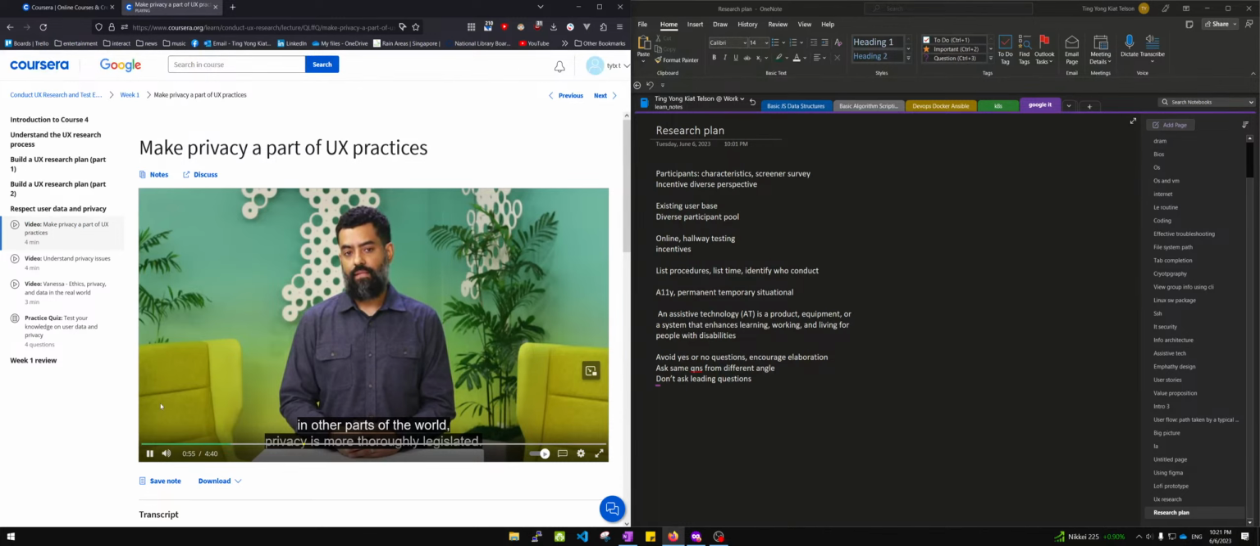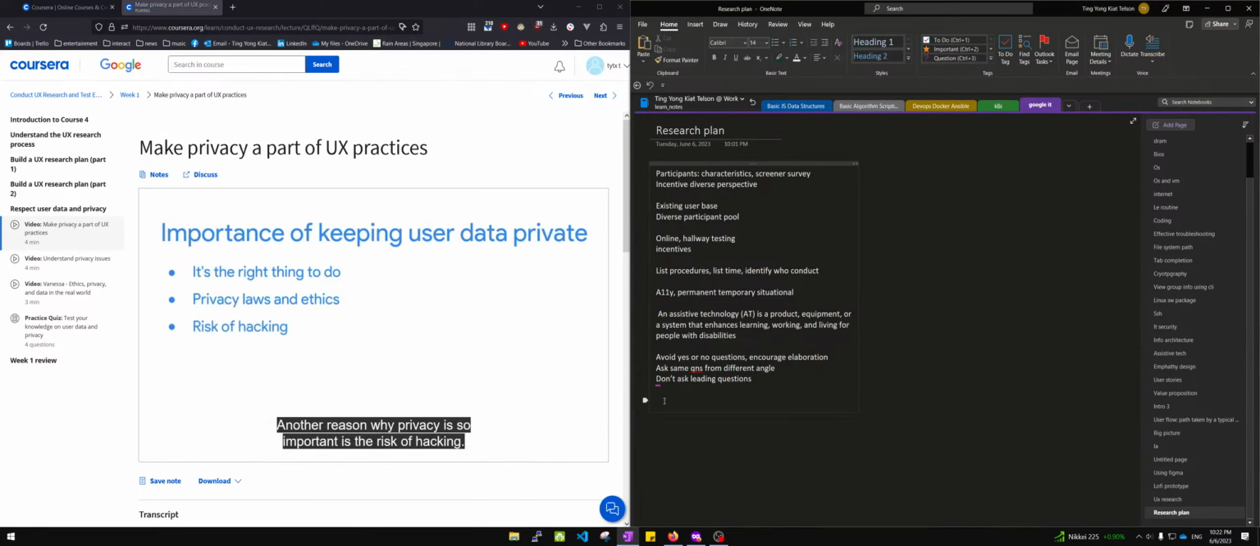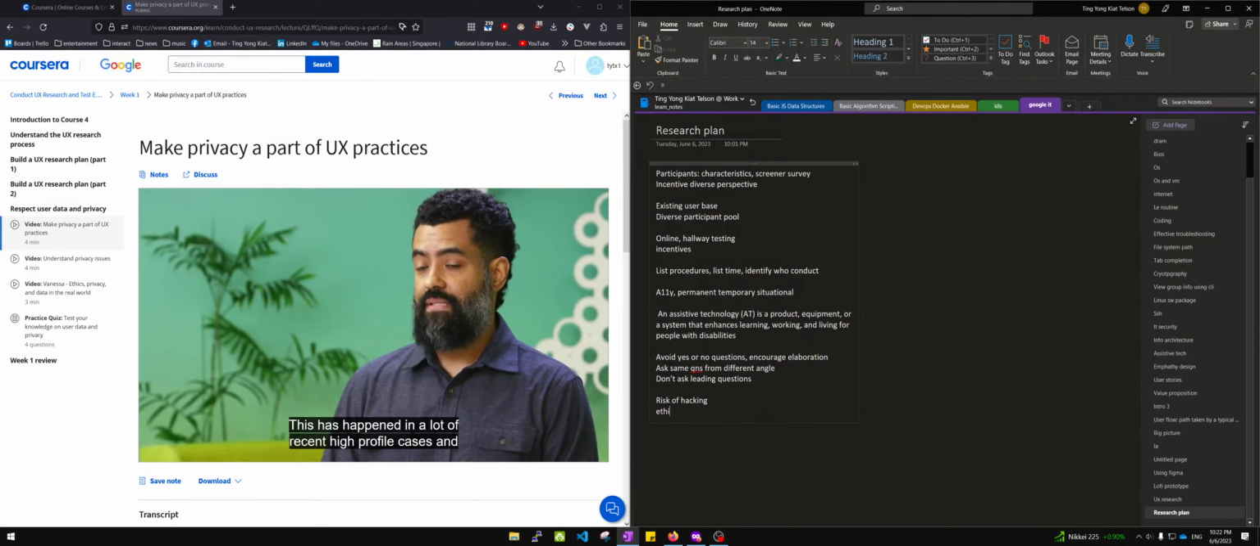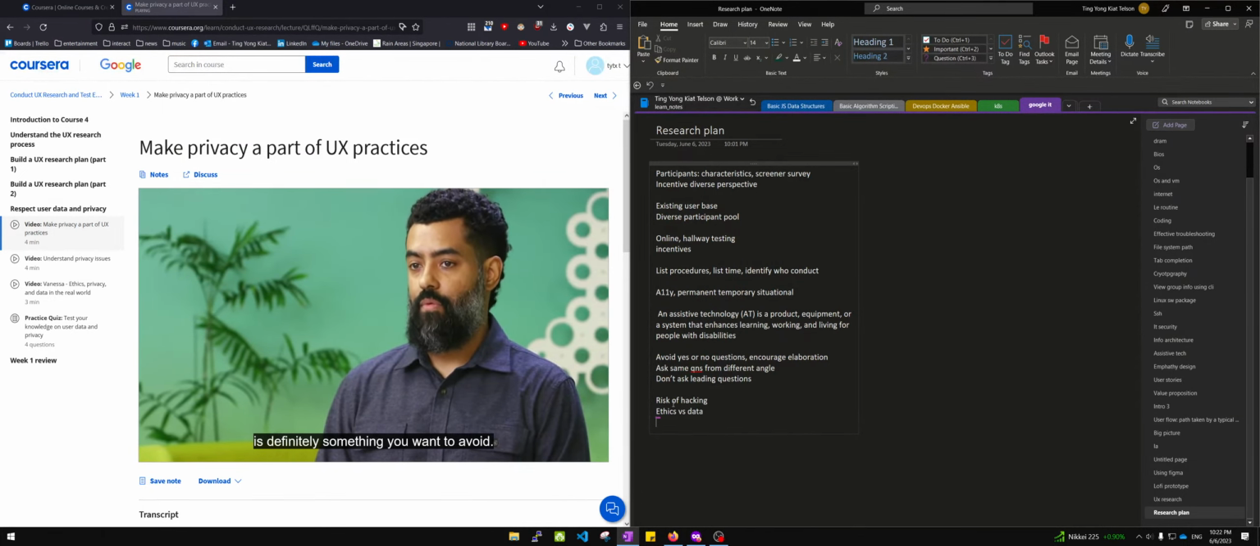Another reason why privacy is so important is the risk of hacking. You need to secure sensitive data to avoid getting hacked and risk hackers sharing users' data without their consent. This has happened in a lot of recent high-profile cases and is definitely something you want to avoid.